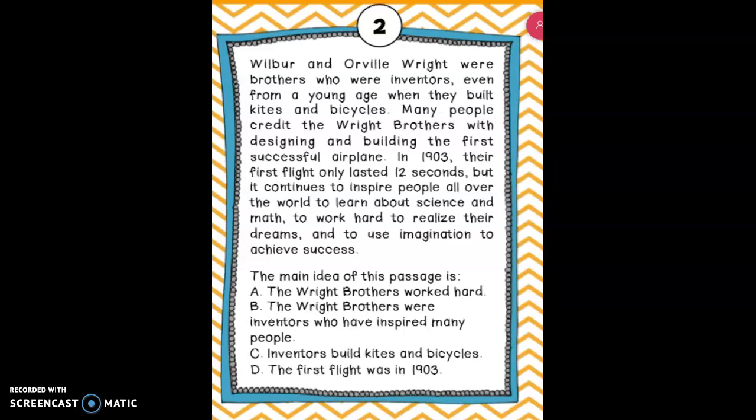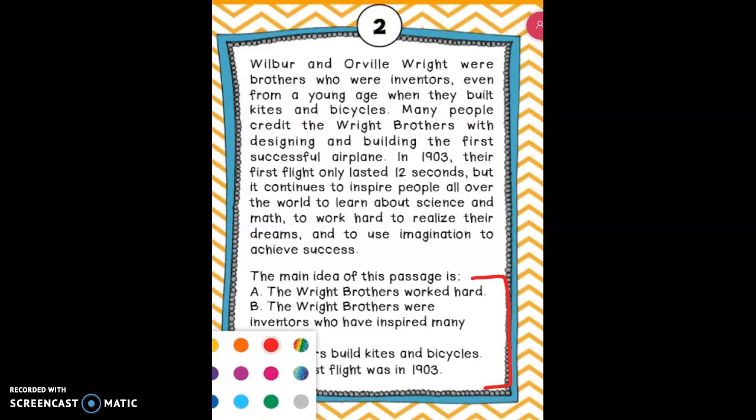So we have a lot of facts in here for our main idea. But remember, what we're trying to do is figure out how all the details in the passages add up to the main idea. So as you can see, even in our ABC portion, there are some details in here that can lead to the main idea. So let's go ahead and look at the text again. It says, Wilbur and Orville Wright were brothers who were inventors.